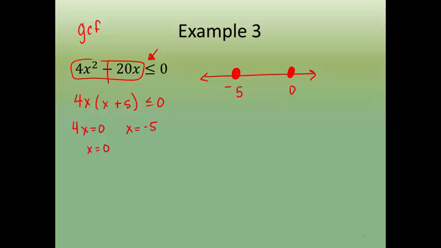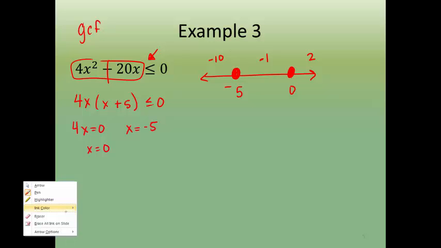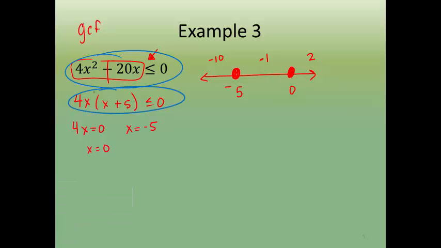Now I'm going to go ahead and test my regions. So I'm going to test something that's greater than 0. So perhaps I'll test a 2. And then in between, maybe a -1. And then on this side, maybe a -10. And we're going to substitute those. Again, you can substitute these in either spot, in this form or in the factored form. It doesn't matter which one.